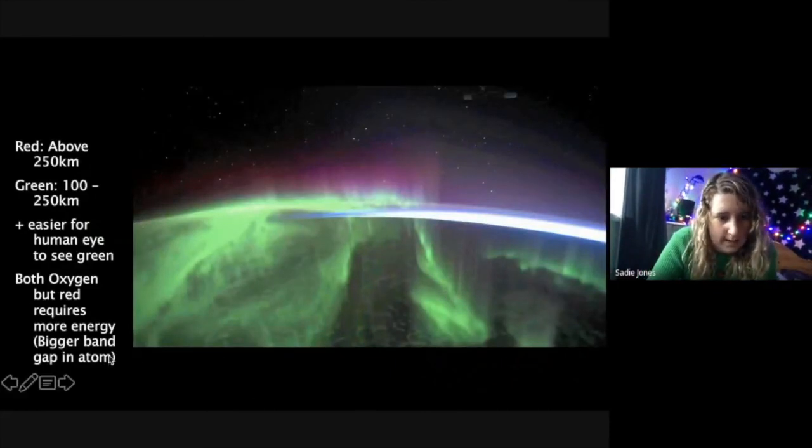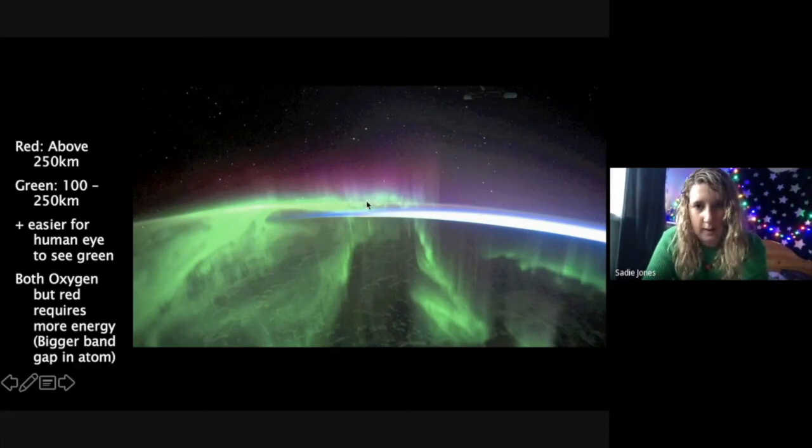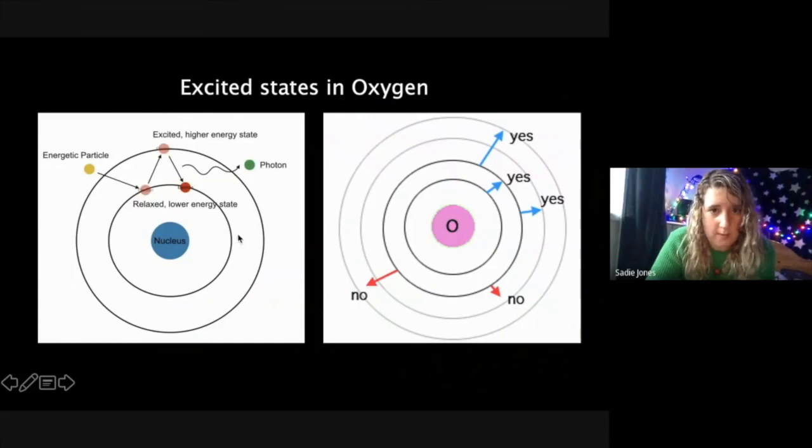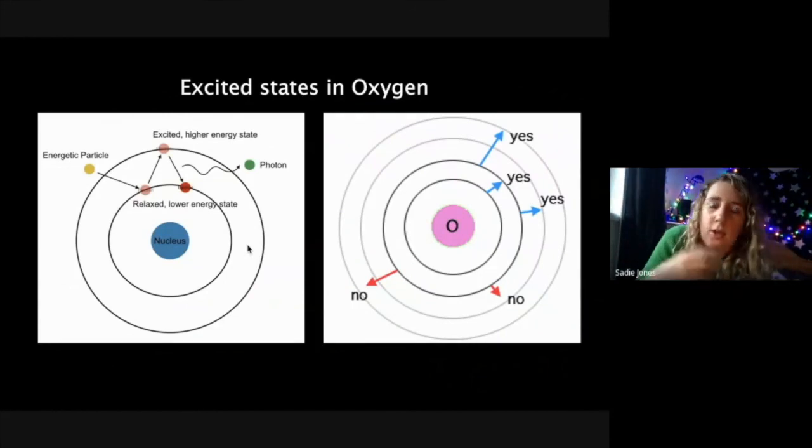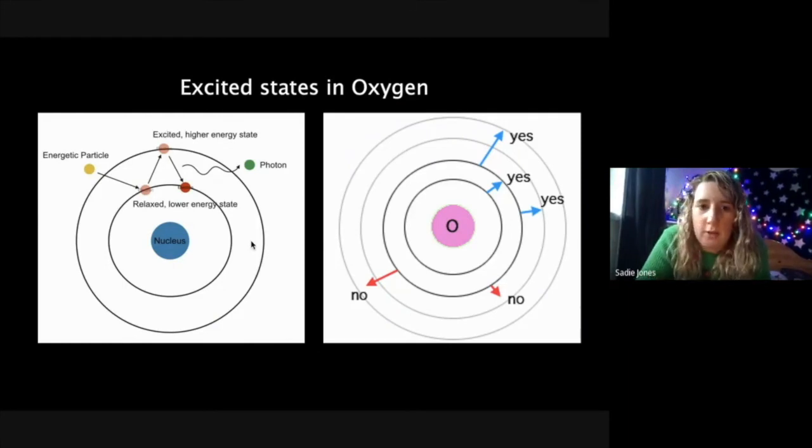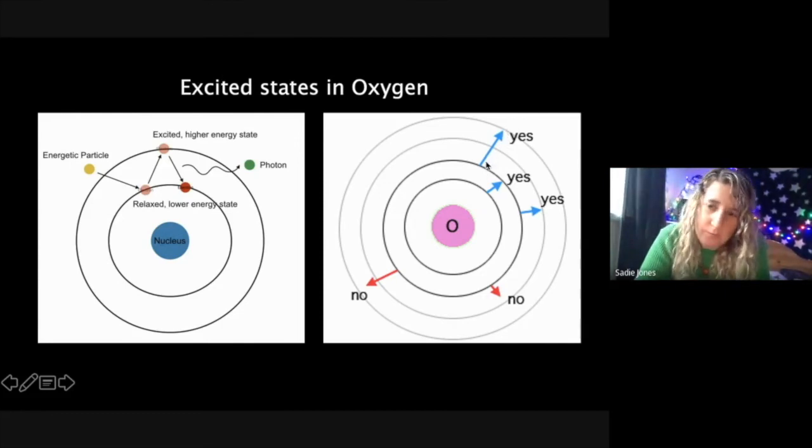So I think I've basically said most of this. But above the 250 kilometer mark is where you get the red aurora occurring. And I hinted towards this, but this is basically why you can get the green light and the red light both from oxygen. It's representative of a photon that's released by an electron jumping. If the electron is able to jump back up to a higher level, going past two shells, then it will release a photon that is red. But if it's only one of these smaller energy jumps, which is just one shell, then it will give off green.